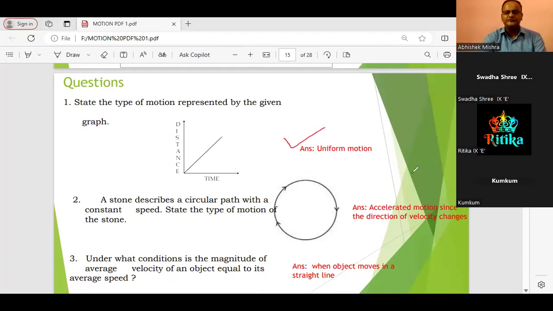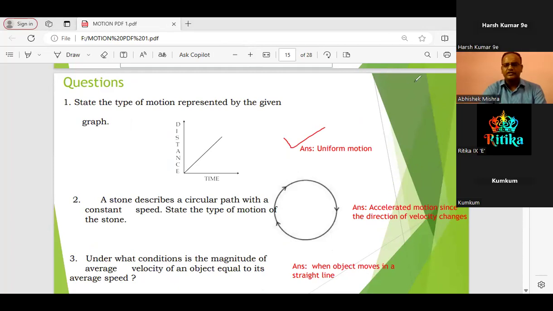Let me interact with you all. Can anyone justify this answer? Okay, Harsh, unmute yourself. Because, sir, it is a straight line graph. What does it indicate, Harsh? That the object is covering equal distance in equal intervals of time. Very good, Harsh. Well explained.